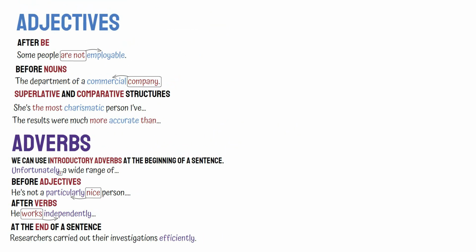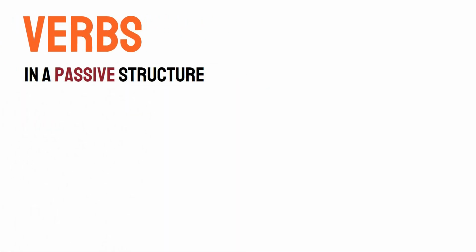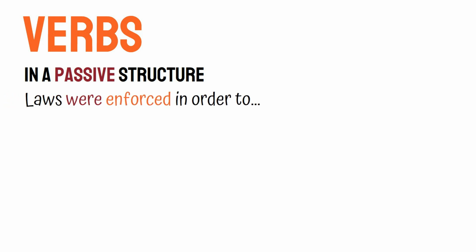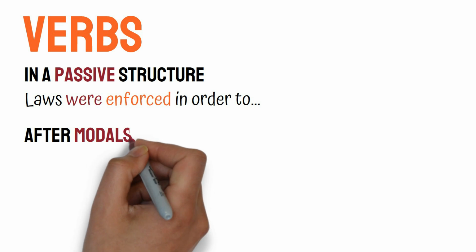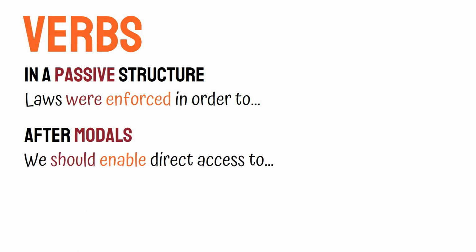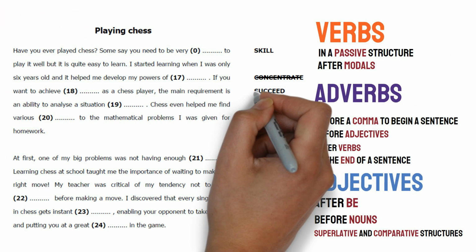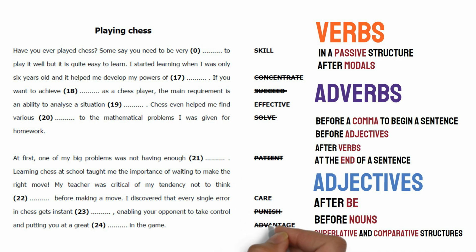Finally, let's take a look at verbs. It's more difficult to identify specific situations when verb forms are needed, but here are a few tips. We use verb forms in passive structures after the verb be. There have also been a few appearances of verbs after modal verbs. Let's try to find the remaining 3 answers with all of this information.